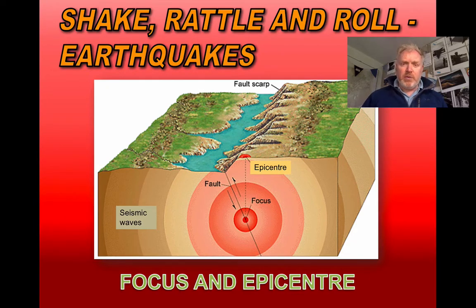Finally then, we have this fault scarp. Now you don't always get this with a fault, but where you get some vertical movement, you can get an edge of rock pushed up at the surface, perhaps making a long ridge or a long chain of hills. Okay, now we've got our definitions sorted.